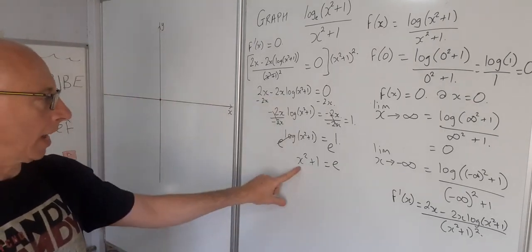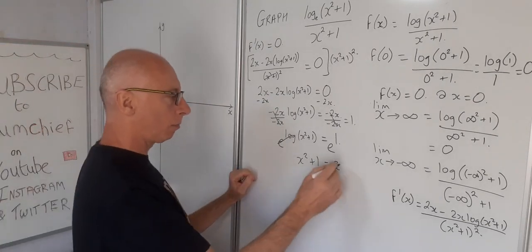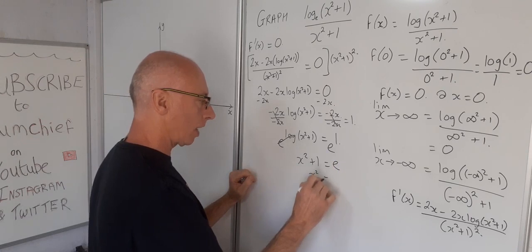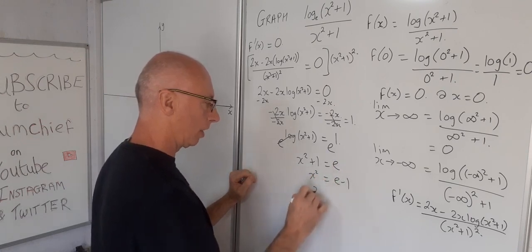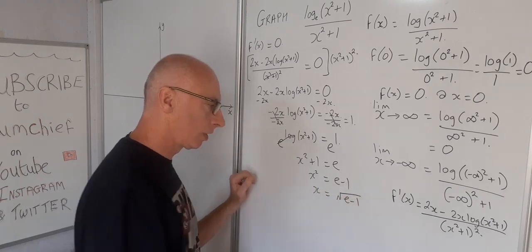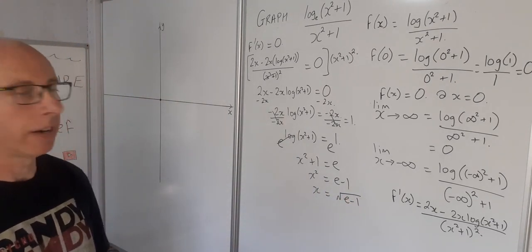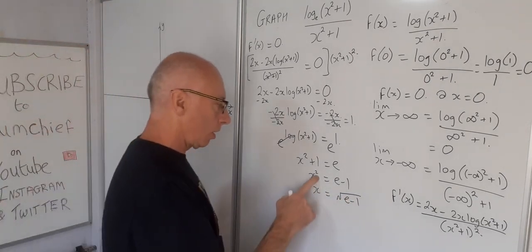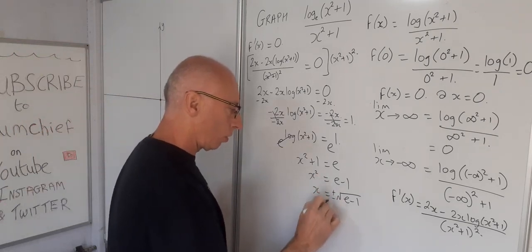Now we've got a chance to get the x on its own. Subtract 1 from both sides. x squared equals e minus 1. x equals square root of e minus 1. But not forgetting there are two values. So the square root will leave us with plus or minus.